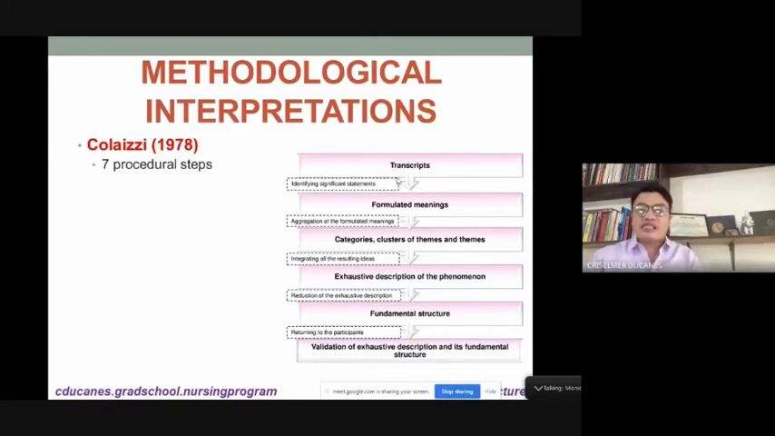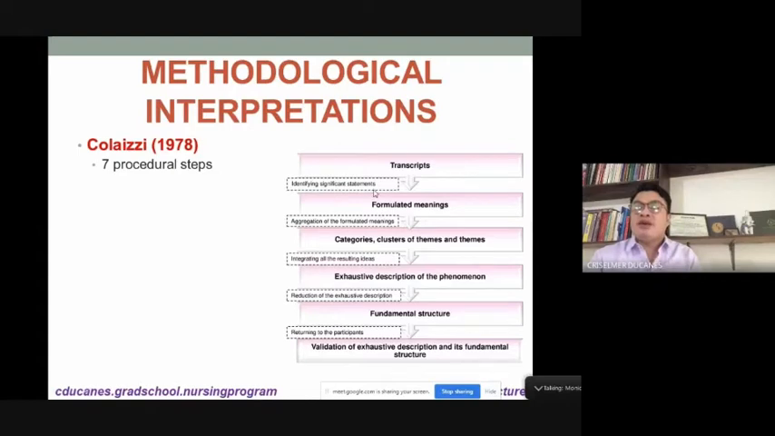First, there are the transcripts. The researcher reads and rereads the transcripts over and over again to grasp the whole sense of the transcripts. Then you will be identifying the significant statements. After you have read the transcript, you have to identify the significant statements.